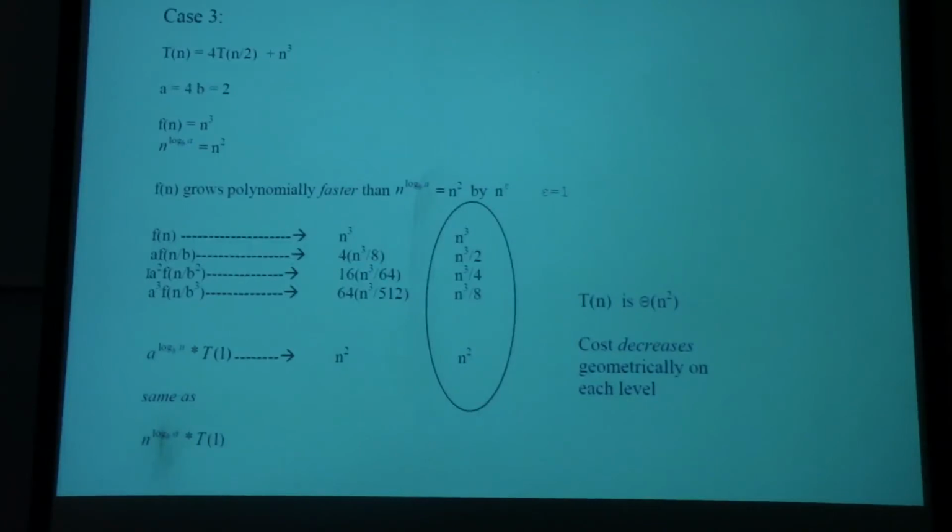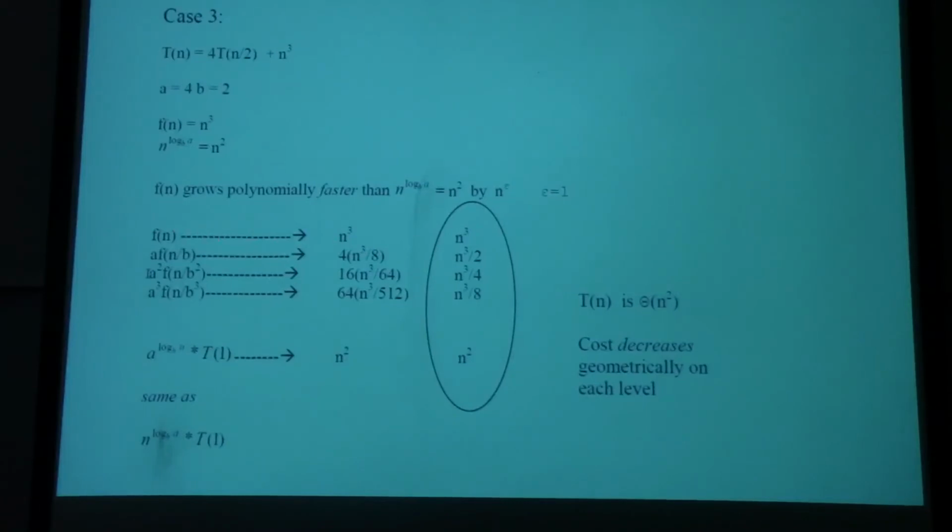Case number 3. I kept this the same and increased this one to n cubed. If f of n is n cubed, and n to the log b of a is n squared, I just plug it in to see what's going to happen. So it's n cubed, then 4 n cubed over 8, 16 n cubed over 64. Now look at the amount of work here: n cubed over 2, over 4, over 8. What's going on with the work as it's going down? It's decreasing. So the work being done at the top level is going to be about the same as the work done on all previous levels, which means that all the work.